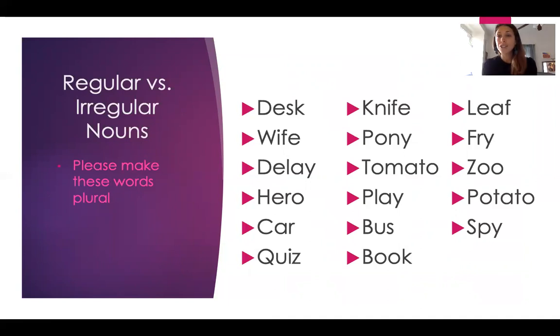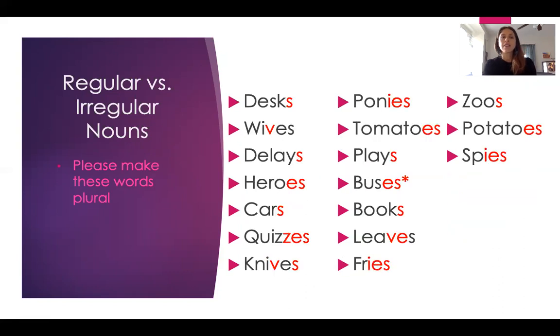Okay, so on your piece of paper, you should have 17 words that have their singular form as well as their pluralized form. Let's go through the answers. So desk is normal. That's a regular noun. So desk becomes desks.